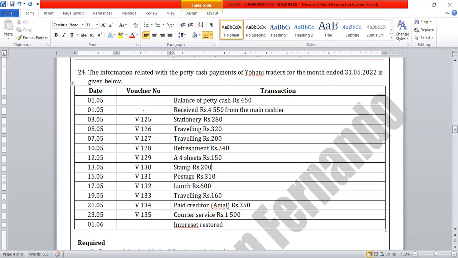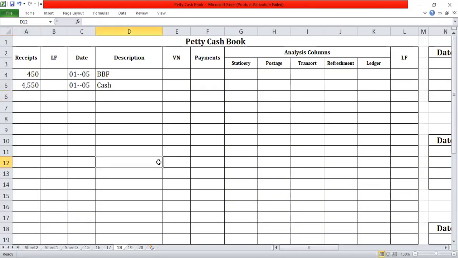Right. Okay, let's record the transactions. I'm going to take you to the answers format. Right. So, do you see?